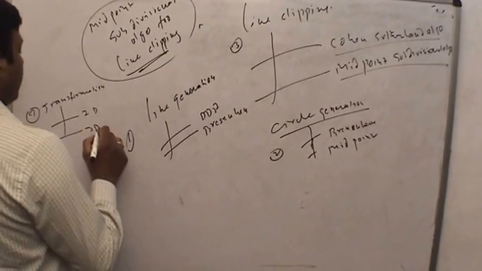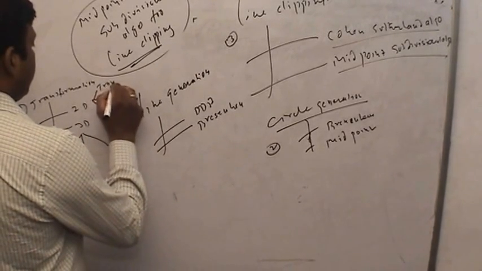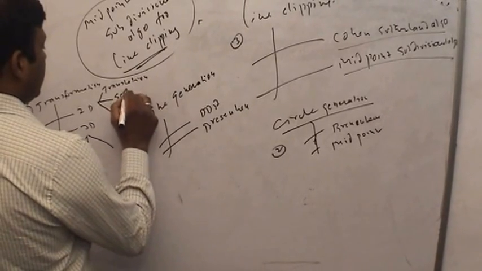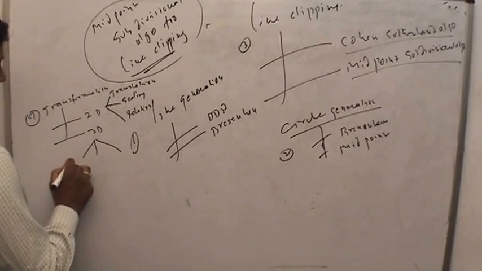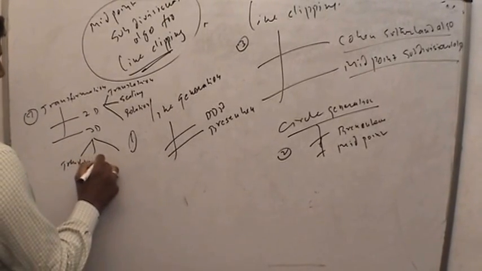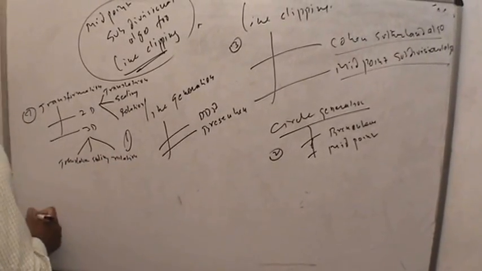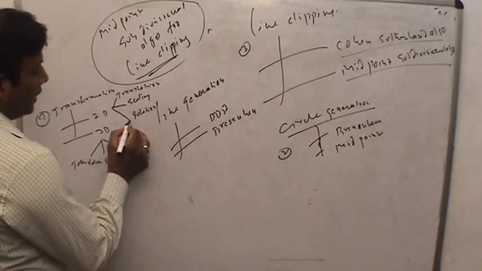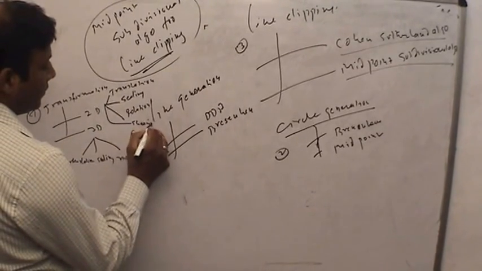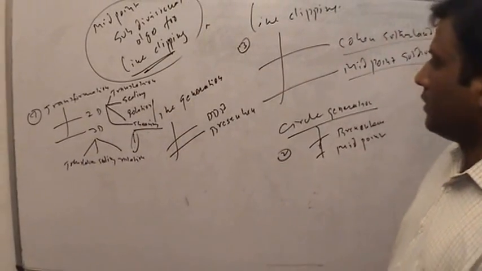In 2D transformations, we have finished translation, scaling, rotation. And we have already discussed shading. In 3D objects, we do not apply shading on the object.